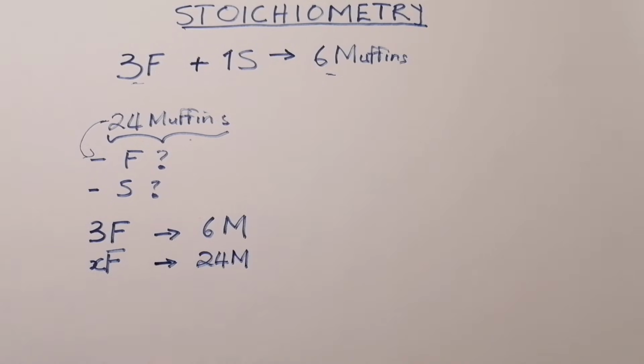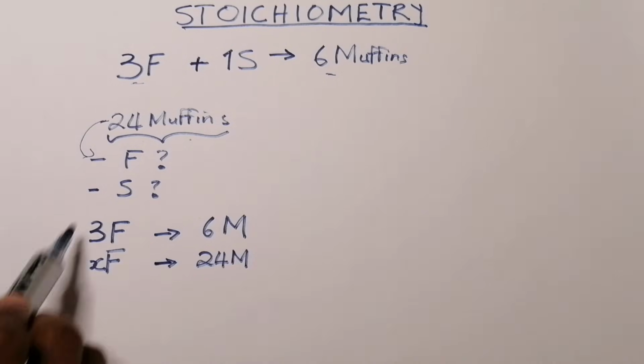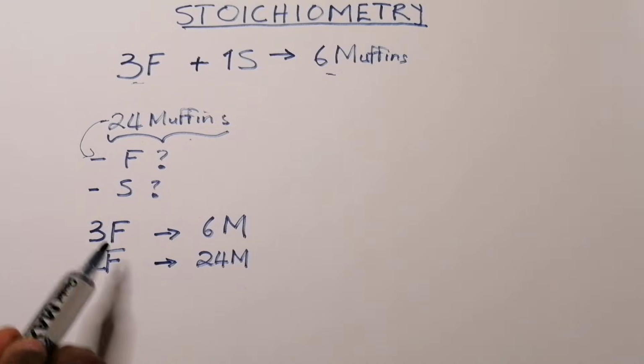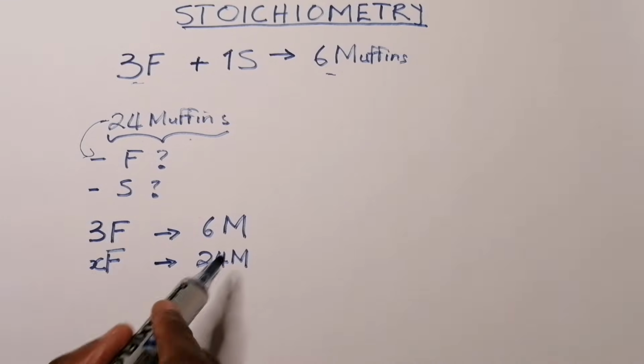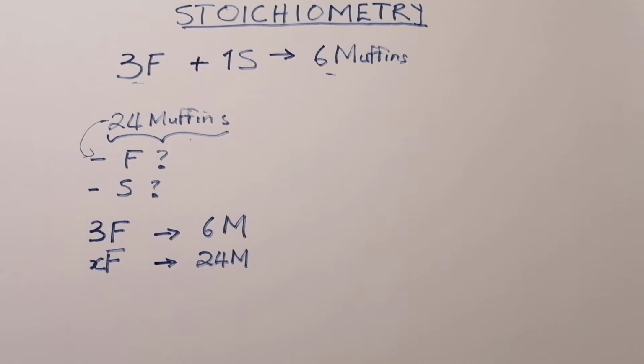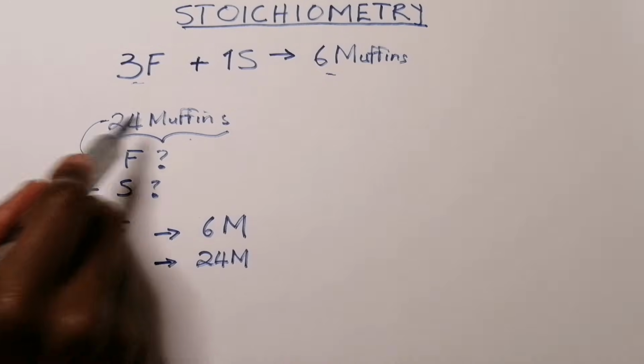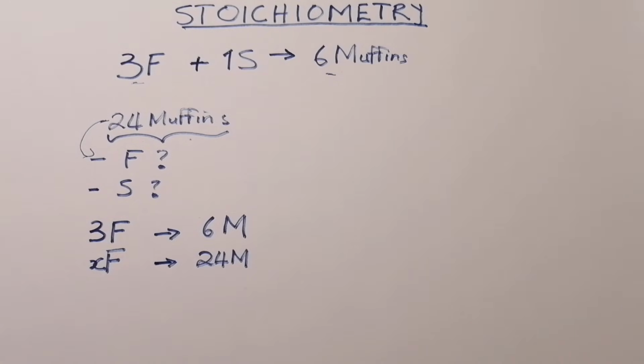Now, please note what I've done very deliberately. I've placed the things that are similar on the same side: flour with flour on one side, muffin with muffin on the other side. That's for my formula, from the information that I'm given, versus what I want.